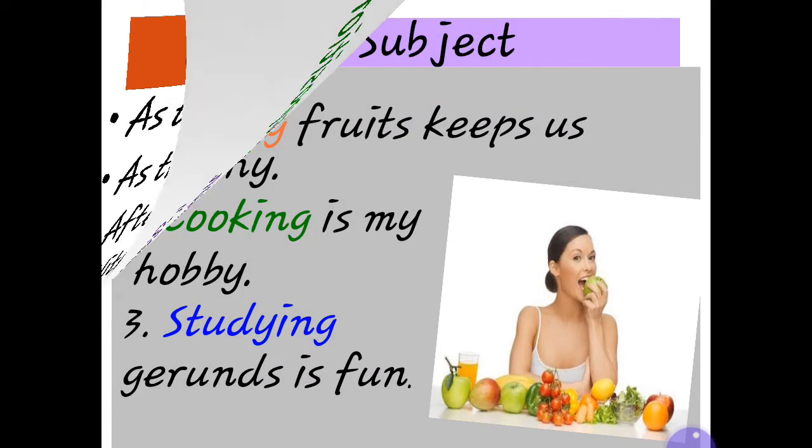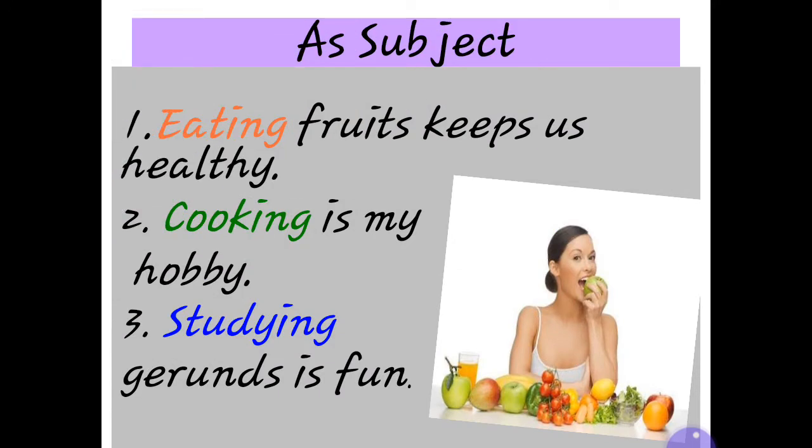So let's look at gerund as subject. What keeps us healthy? Eating fruits. Eating keeps us healthy. Eating fruits keeps us healthy. So you see here, eating is acting as a subject, the doer of the action, which, of course, is keeps. That's the verb.